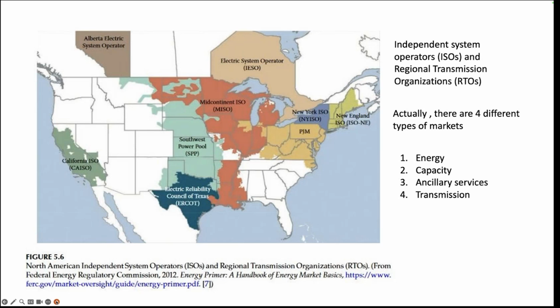All right, here we've got the ISOs and RTOs. So there's the California ISO, there's ERCOT, which is mostly an RTO, and these others. Actually, there are four different types of markets involved in this. There's energy, which we all know because we pay our electricity bill. But there's also the capacity market, the ancillary services market, and the transmission market.